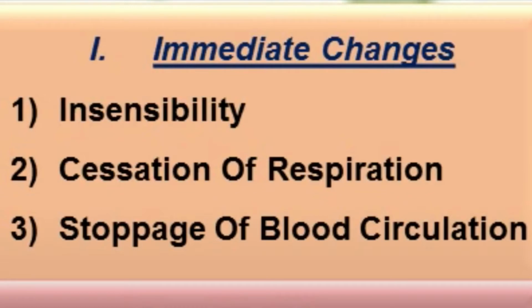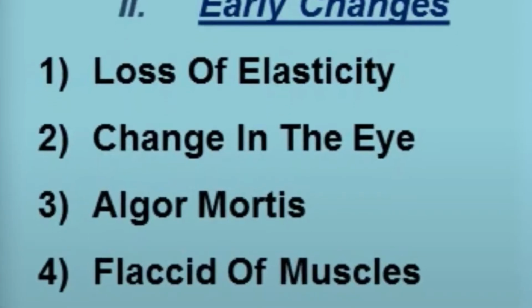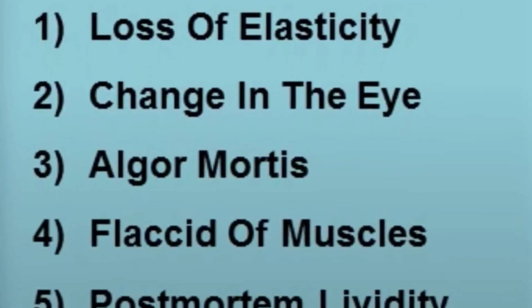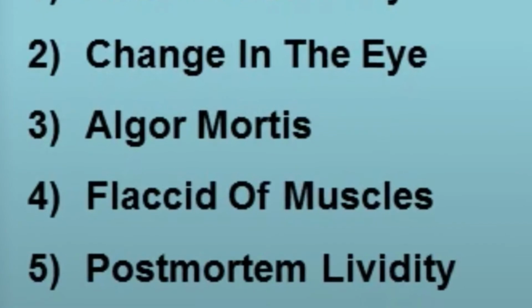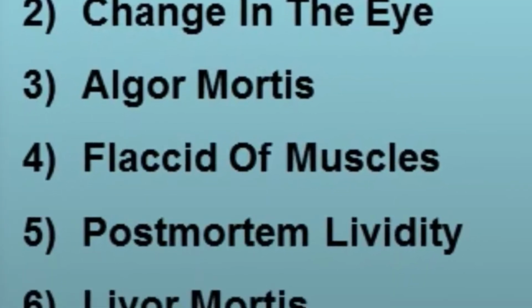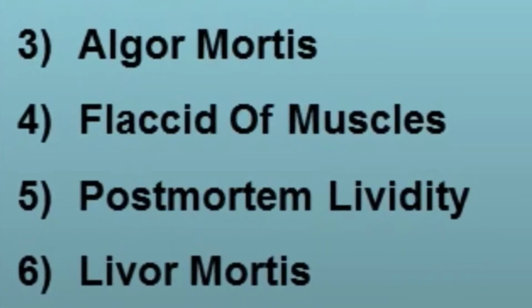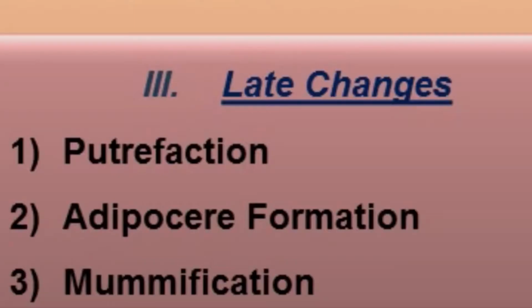And these are insensibility, cessation of respiration, and stoppage of blood circulation. So some of the early changes, such as change in the eye, loss of elasticity, these could have been shown for Elisa Lam, but probably not all of them just because her body was found pretty early. So these are some of the later changes that your body undergoes, but Elisa Lam's body was found early enough that it was definitely not showing these changes.